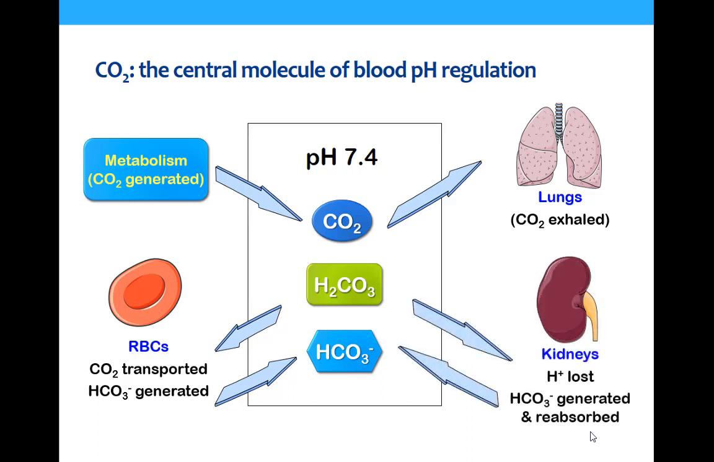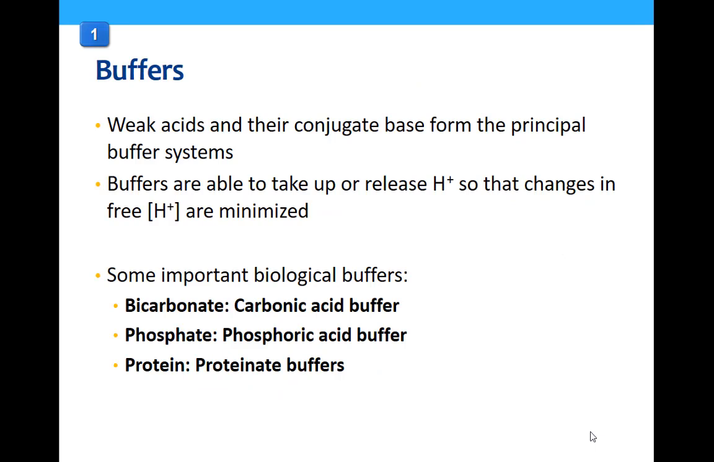Kidneys, as I mentioned to you earlier, can either get rid of H+, or they can reabsorb bicarbonate and put it back into the blood. So the combination of all these, CO2, carbonic acid, bicarbonate, as I will show you later, will determine the pH of the blood. Okay. Now let's look at chemical buffers first.